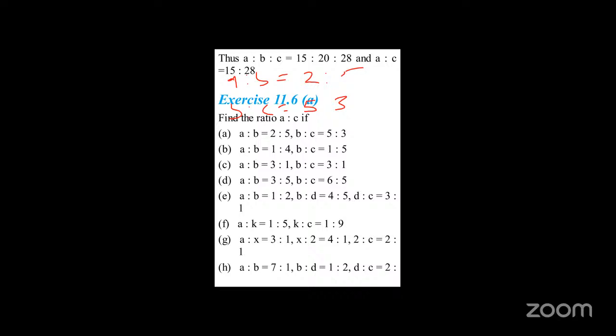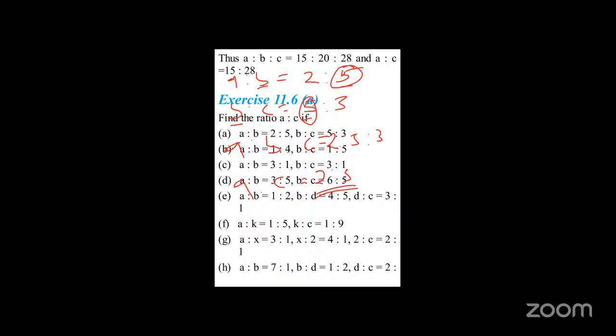For this case, you can see that we have the values of B in both ratios. The good thing for this one is that both values of B are the same. So you can rewrite it as A ratio B ratio C equals 2 ratio 5 ratio 3. So the ratio of A to C will be 2 to 3. For this one, we don't have to bracket, because the value of B in both ratios is already the same.